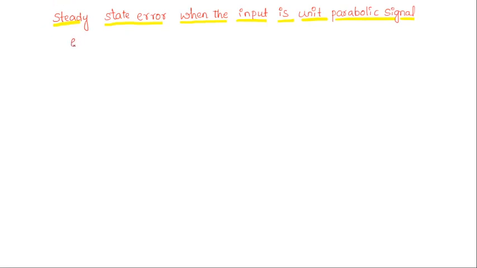So we know that the steady state error ESS equals limit s tends to 0 s into R of s by 1 plus G of s into H of s, where R of s is the input signal. Here I am considering the input signal is unit parabolic signal. The parabolic signal is like this.